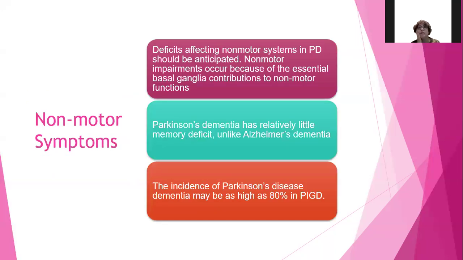The non-motor symptoms occur because of all of the contributions that basal ganglia make to non-motor functions. Parkinson's dementia is not like Alzheimer's dementia. Usually they don't lose their memory, they don't have memory deficit, but they have visual perceptual issues and cognitive rigidity, cognitive slowness, bradyphrenia is what they call it. The incidence of Parkinson's disease dementia might be as high as 80% in akinetic Parkinson's. So pretty high incidence of dementia, and that usually occurs in a later stage of Parkinson's.